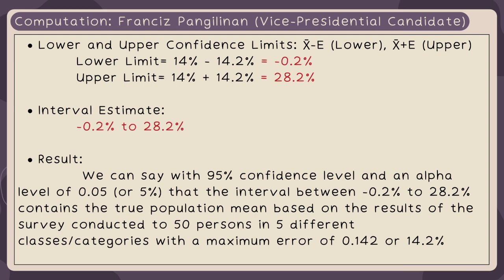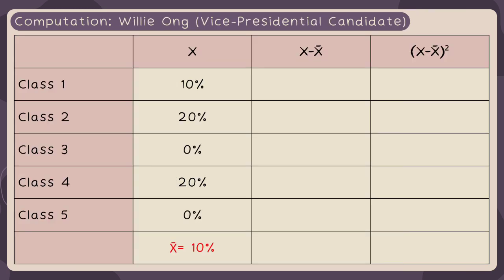And the final statement is, we can say with 95% confidence level and an alpha level of 0.05 or 5%, that the interval between negative 0.2% to 28.2% contains the true population mean, based on the results of the survey conducted to 50 persons in 5 different classes or categories with a maximum error of 0.142 or 14.2%.